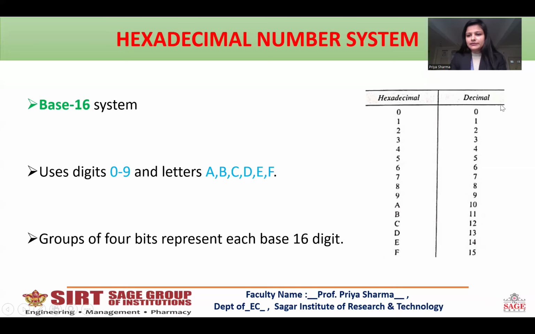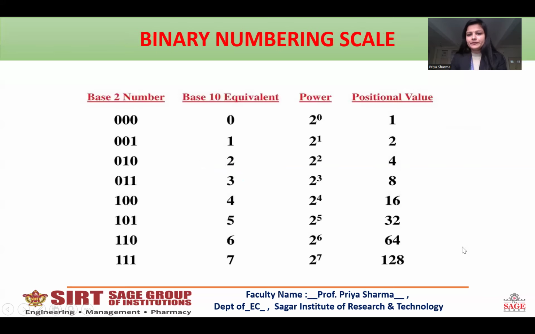This is the decimal equivalent of the hexadecimal number system. From 0 to 9 it is as it is in the decimal number system, but in the hexadecimal number system, the decimal digit 10 will be represented by A, 11 by B, 12 by C, 13 by D, 14 by E, and 15 by F.